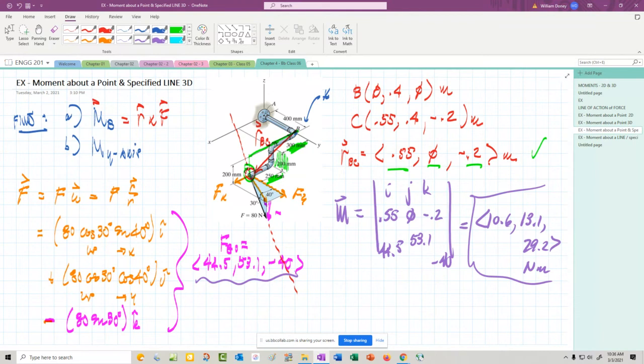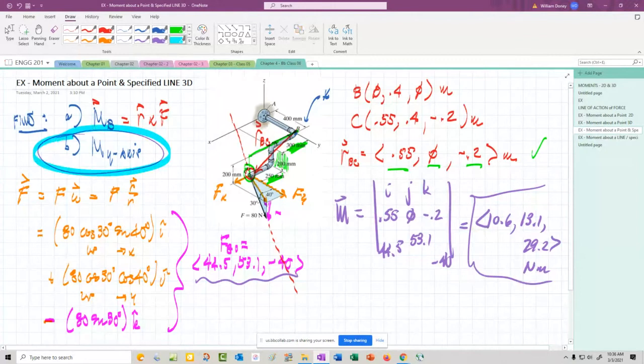All right, for part B, we want to find it about the y-axis. Let's do that down here. When I want to have a moment about a line or axis, and this one we're just going to do about an axis here. We'll do the y-axis. I'm going to modify this line right here.